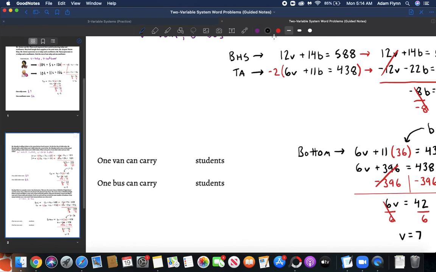So if I scroll over, again, I don't want your variable equals some number. I want you to give me an actual solution that will be useful to me. One van can carry 7 students, and one bus can carry 36 students. Okay.